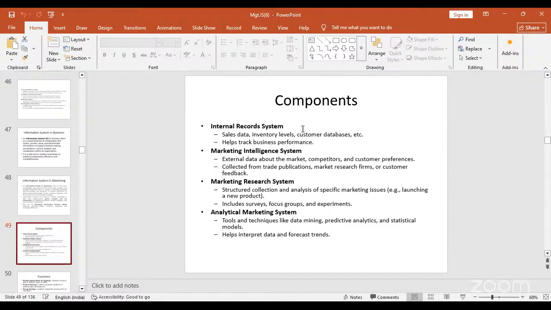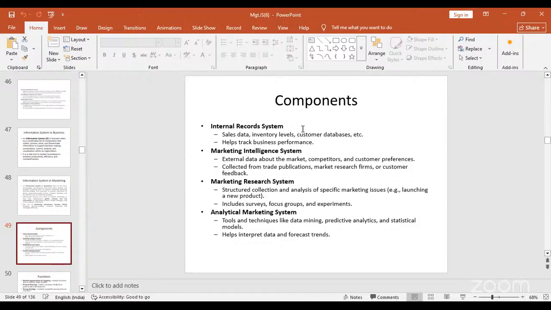Then what are the components of MKIS? That is internal record systems, that is sales data, inventory levels, customer database, etc. So these are from the internal source, internal records. It helps to track business performance. Then marketing intelligence system, that is from external data. That is external data about the market, competitors, and customer preferences. Already we have discussed. So that is another component of the marketing information system. First is the internal records.